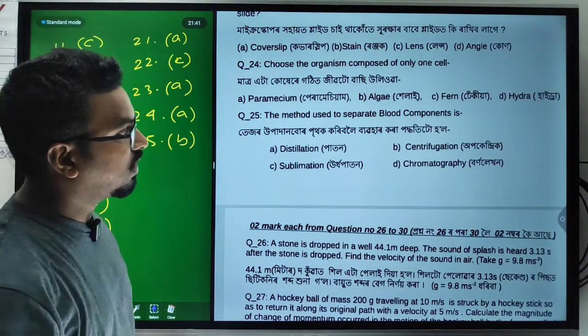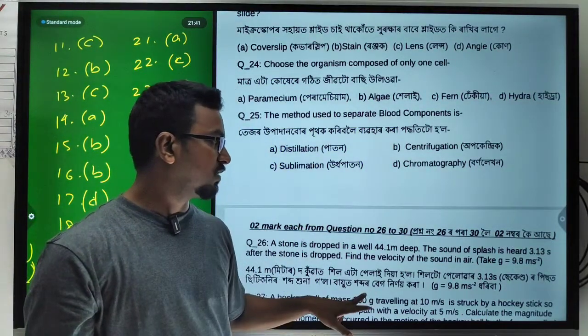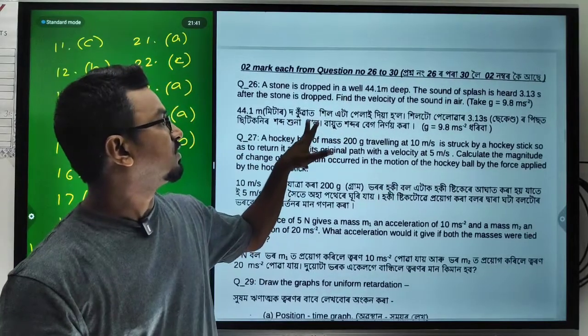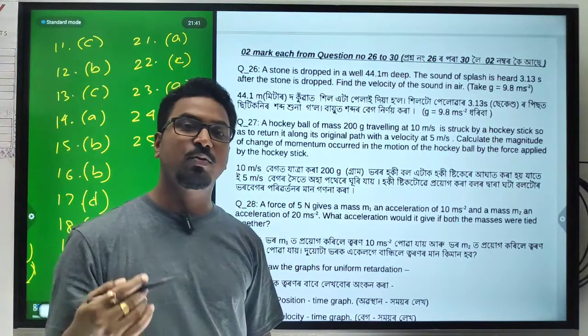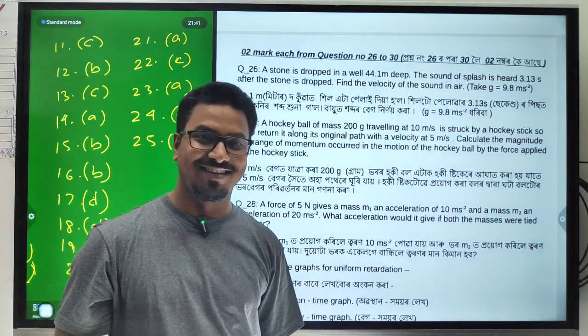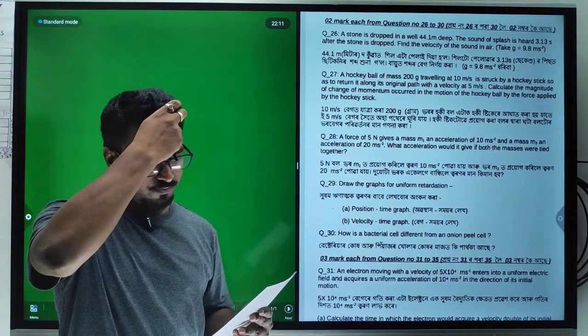So these are the 5 MCQ multiple choice questions. Next we will discuss the questions and answers. There are so many numericals given, so we'll discuss one by one. Next we'll discuss question number 26.